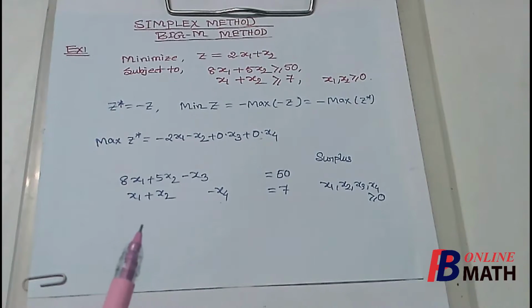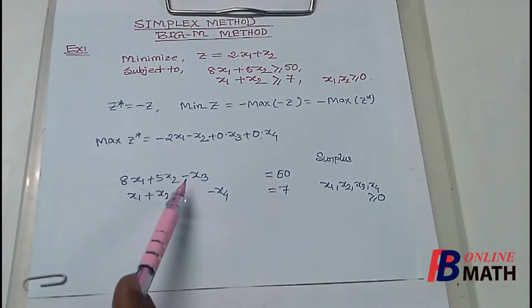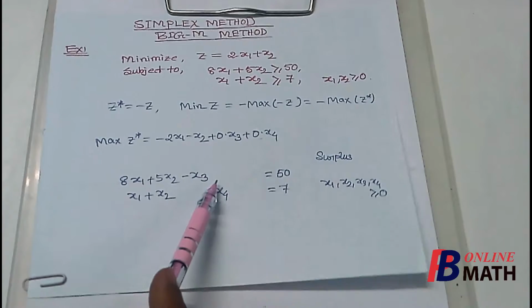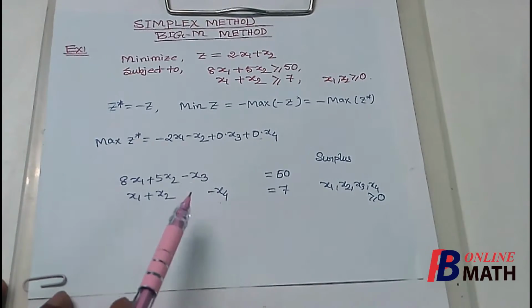As usual, we have to select some initial unit basis vectors. Now since there are two equations, we have to select two initial unit basis vectors. But if we look carefully, we find that there are no unit vectors in the equations. This coefficient vector is minus 1, 0 and this coefficient vector is 0, minus 1. So there are no unit basis vectors.